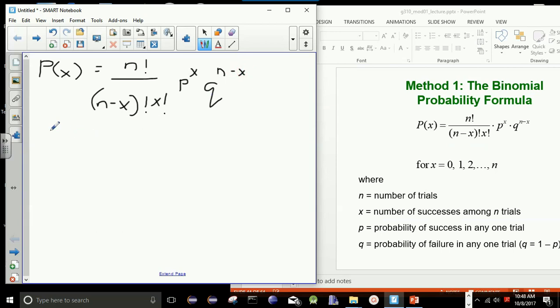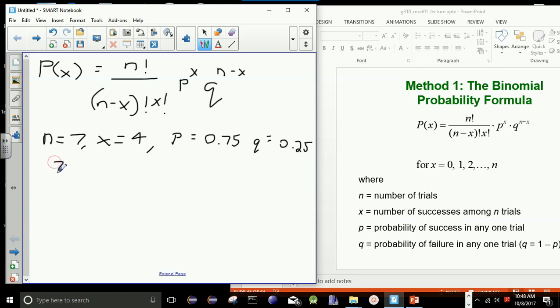So for this problem, N is 7, X is 4, P is 0.75, and Q is 0.25. Okay, so let's calculate the coefficient.